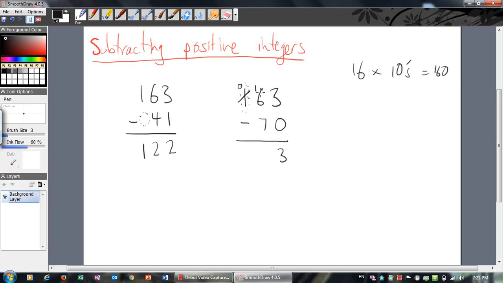So now that we've borrowed, we can do this subtraction. 16 minus 7 is equal to 9. And then you have 0 minus 0, which is just 0. You don't need to write that in. I just want to show you. So 93 is the answer.